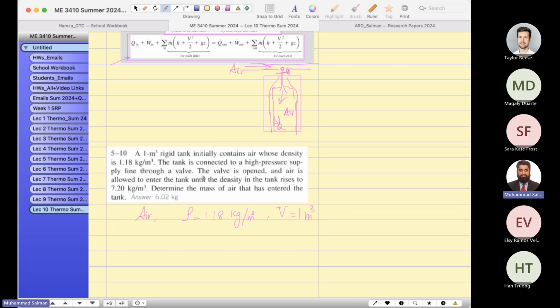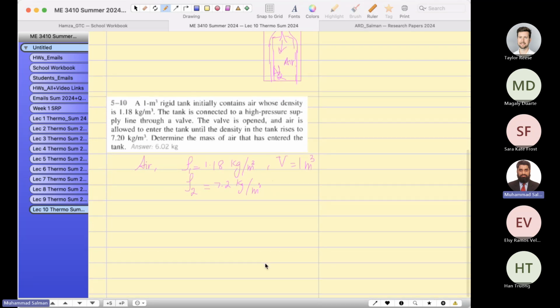When the tank is connected to a high pressure supply line through a valve, the valve is open and the air is allowed to enter the tank until the density in the tank rises to 7.2. So I would say this is the initial density, and the final density is 7.2. Determine the mass of air that has entered the system.